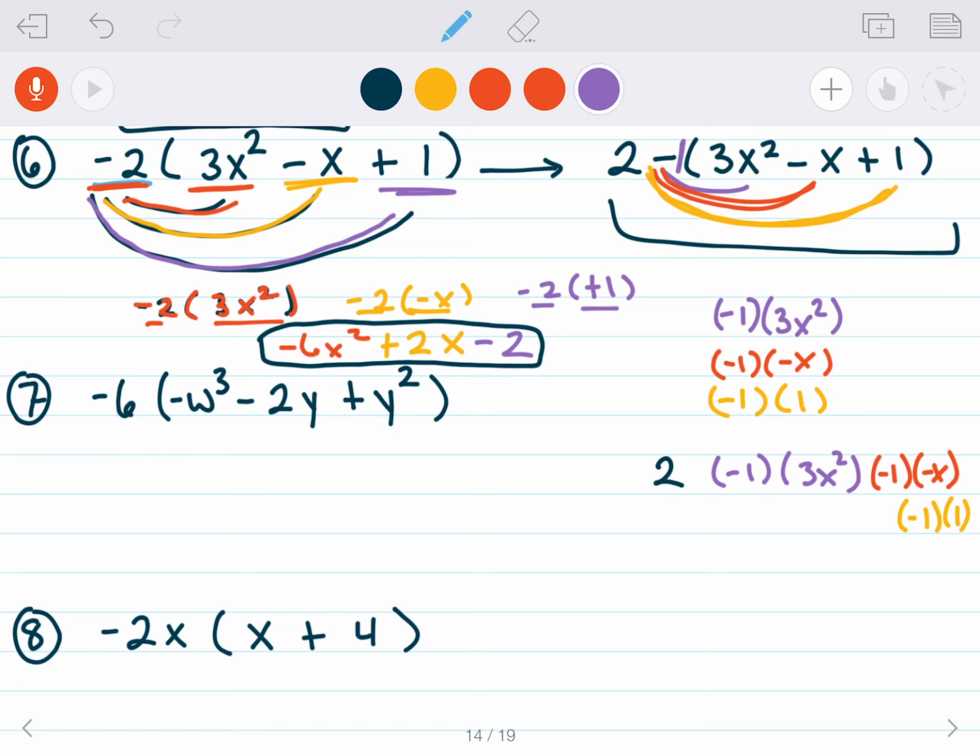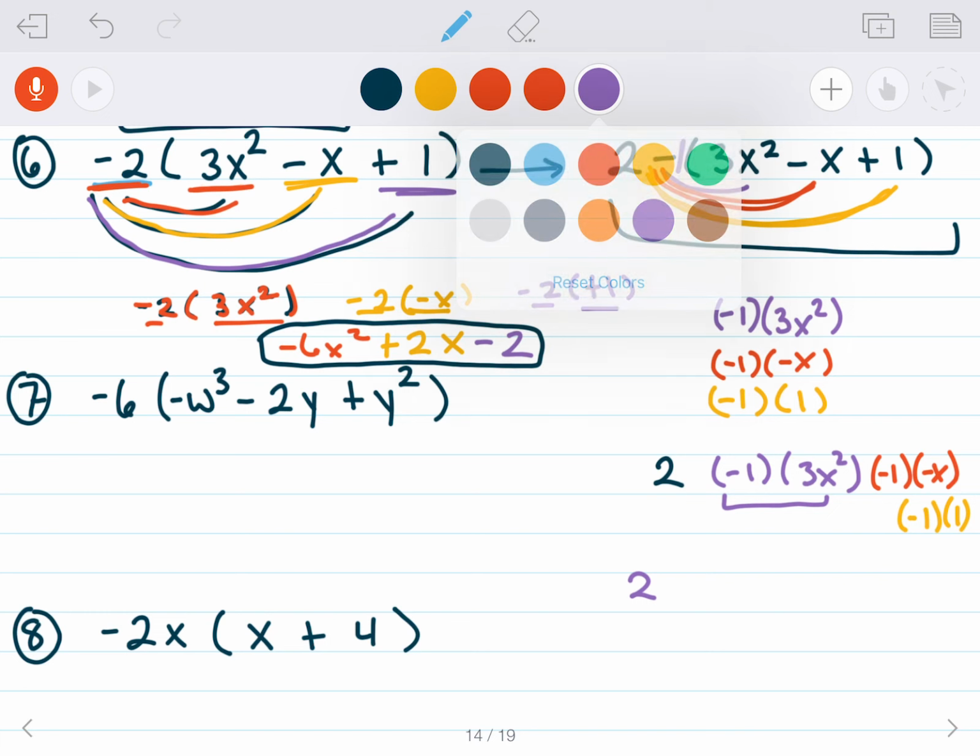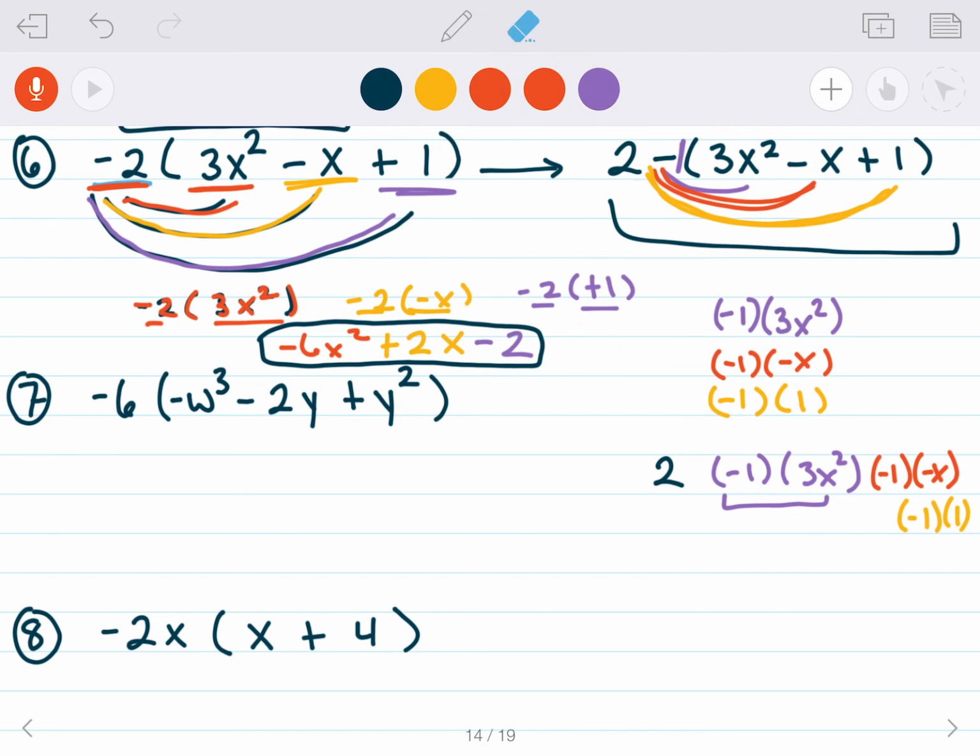Okay, so this guy, negative 1 times 3x squared, is a negative 3x squared. So I'm going to write that, and the 2 is just staying in the front. So we have 2 negative 3x squared. In the red, the negative 1 times the negative x becomes a positive x. Okay, and in the yellow, a negative 1 times a positive 1 is a negative 1.